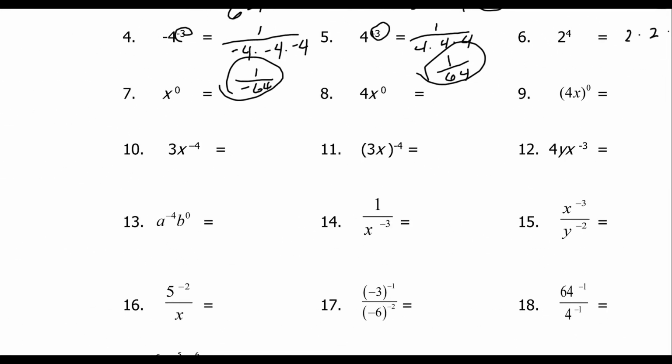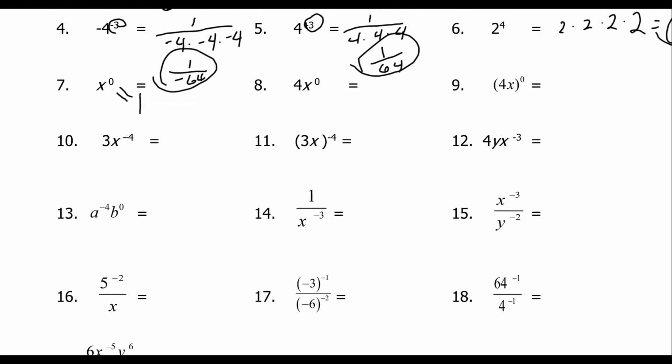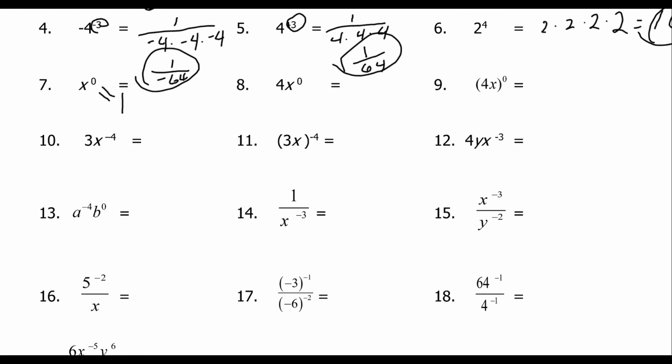Alright, now, x to the 0. Just like we said, anything raised to the 0 is going to equal 1. Period. Hope that y'all are paying attention when I say that. Now this is really 4 times x to the 0, which is going to equal 4 times 1, which equals 4. And that's done.